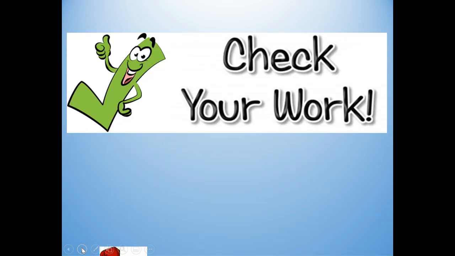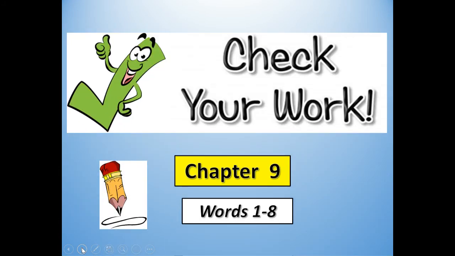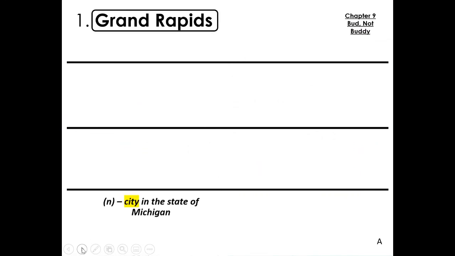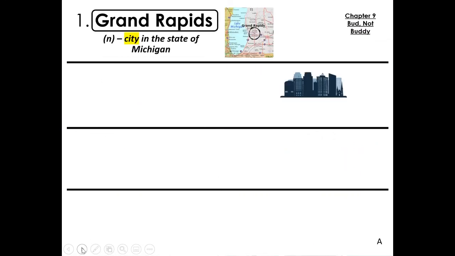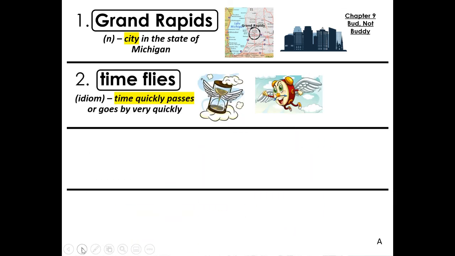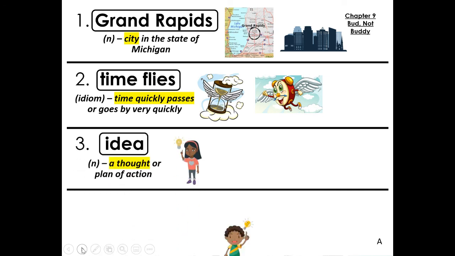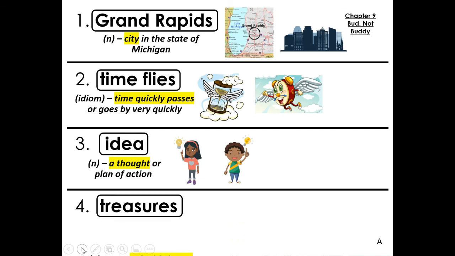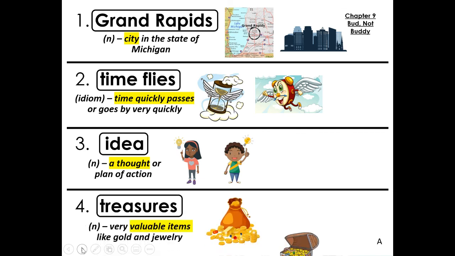All right, time to check your work for chapter 9, words 1 to 8. Number 1, Grand Rapids, a city in the state of Michigan. Number 2, time flies. The time quickly passes or goes by very quickly. Number 3, idea, a thought or plan of action. Number 4, treasures, very valuable items like gold and jewelry.